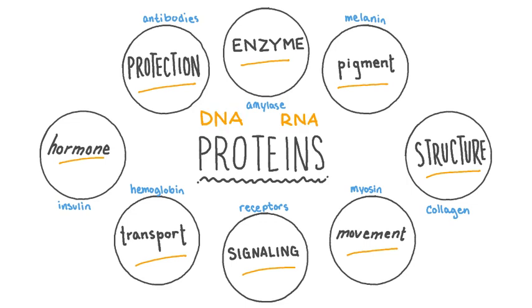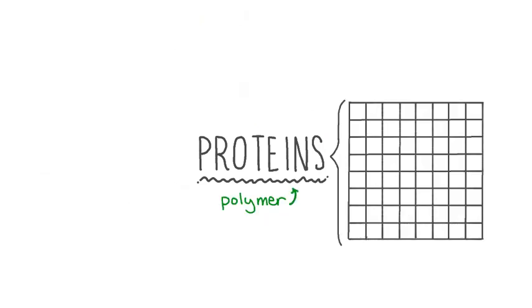Proteins and nucleic acids are closely related. In organisms, the instructions for making proteins are stored in DNA, which is transcribed into RNA, which is then translated to make proteins. Proteins are polymers. Polymers are macromolecules made up of several repeating subunits, or monomers. The monomers of proteins are called amino acids.